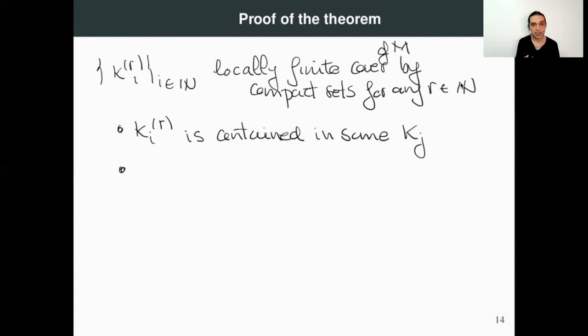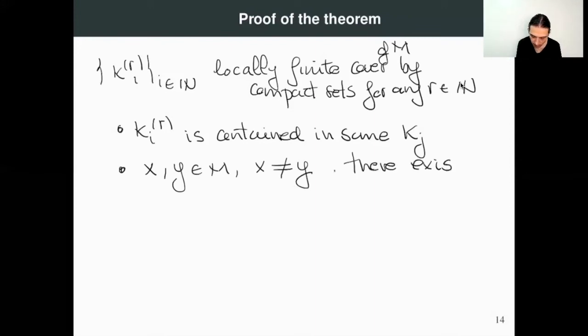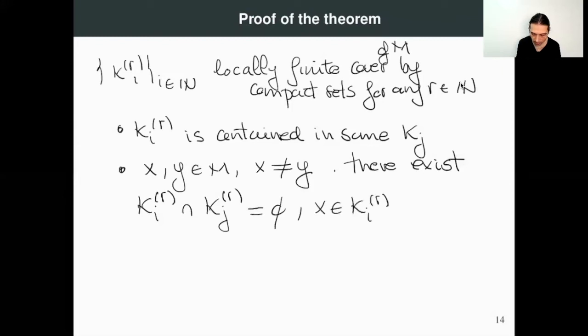Intuitively, what we want is that as R goes to infinity, these sets in our compact cover have to be smaller and smaller. So what we're going to require is that if X and Y are points in M such that X is different than Y, then there exist two compact sets in one of these compact covers. So we have K sub I super R that has empty intersection with K sub J super R, and such that X belongs to the first compact set and Y belongs to the second compact set, right?